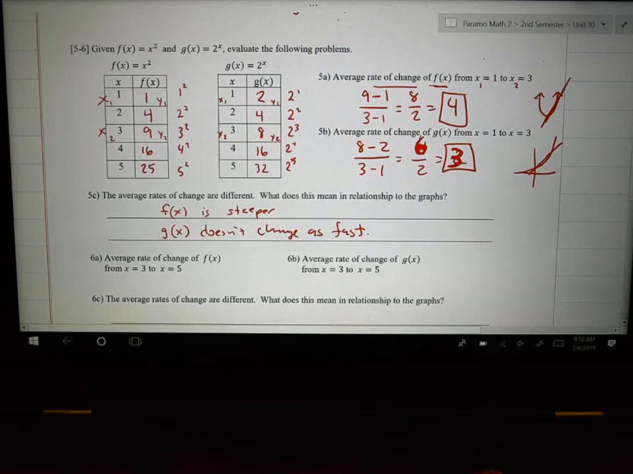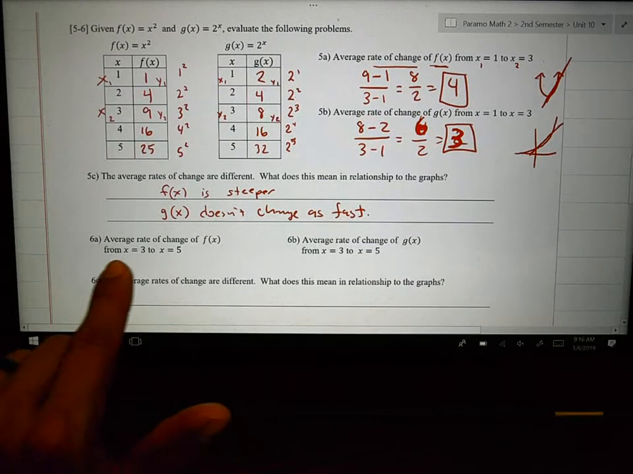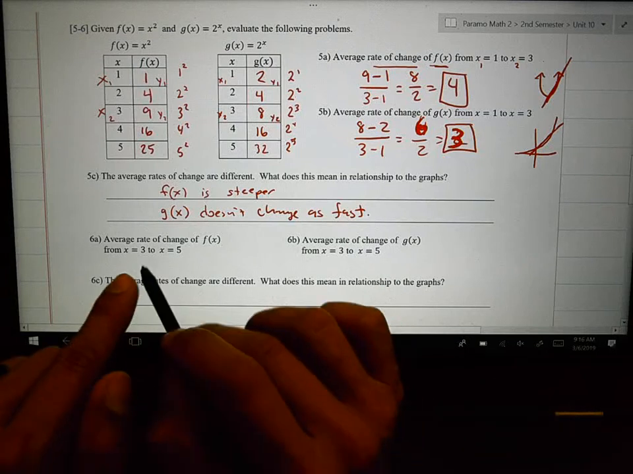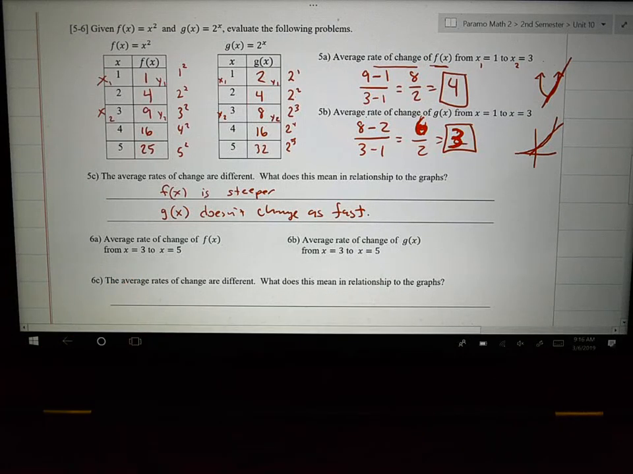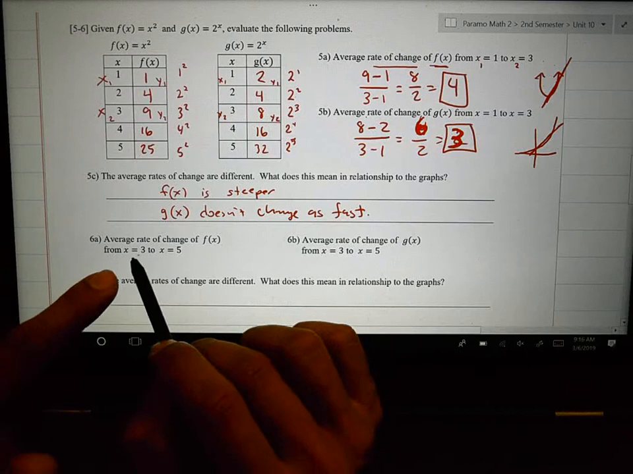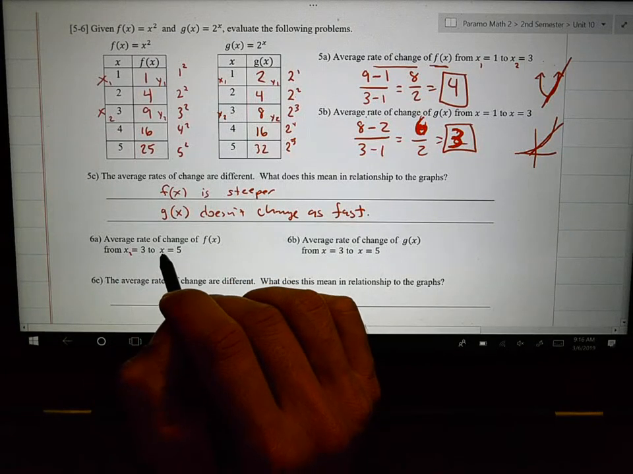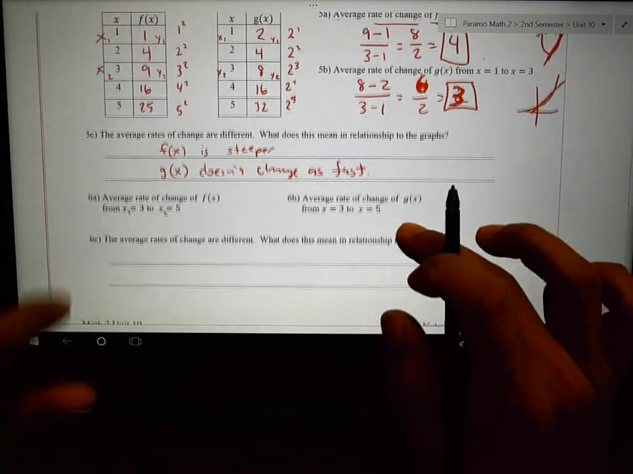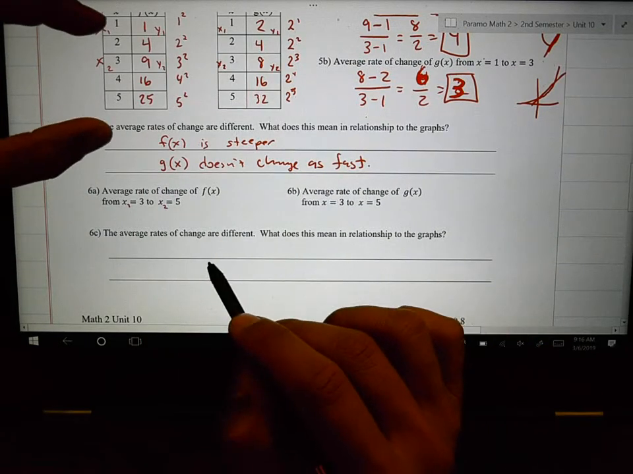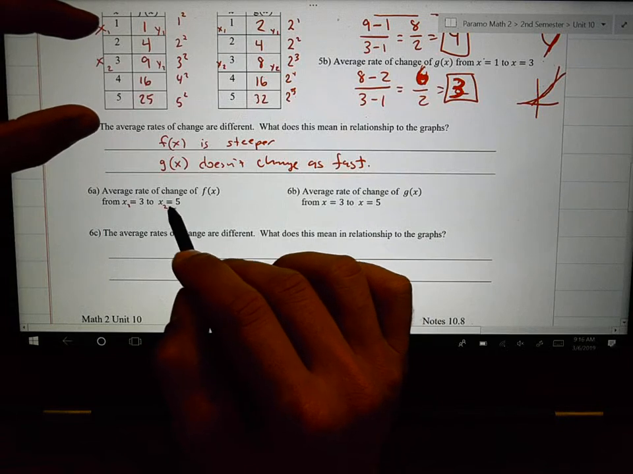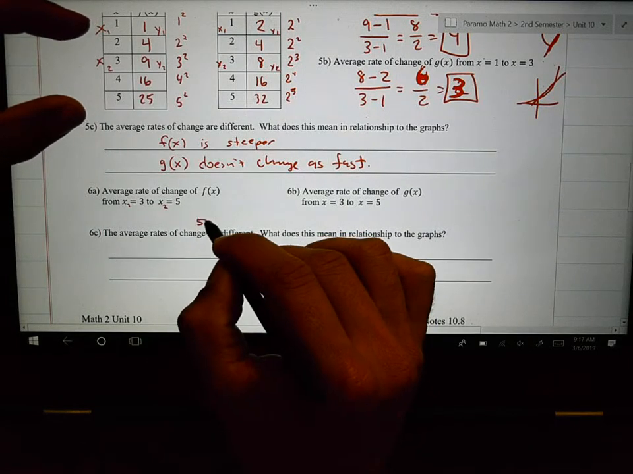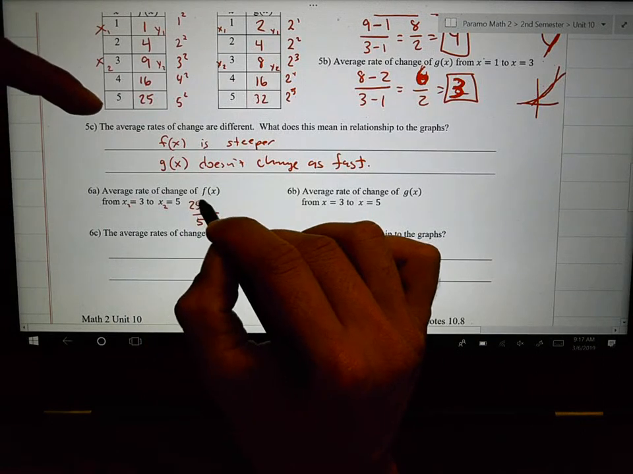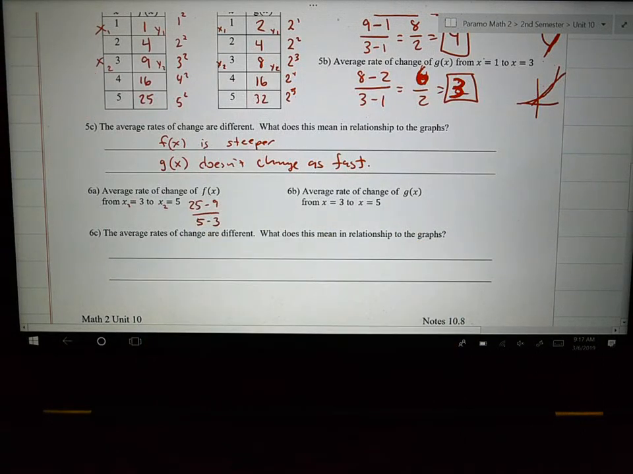And then guess what they do? They ask you to find the average rate of change of f of x, and the average rate of g of x, but now from 3 to 5. Because they're telling you this input and this input, you're going to have to use different y's. I'm going to just jump right to it without labeling anything because I think you're ready for it. If we're using the 5 minus 3 on bottom, it's going to be 25 minus 9 on top for f of x.